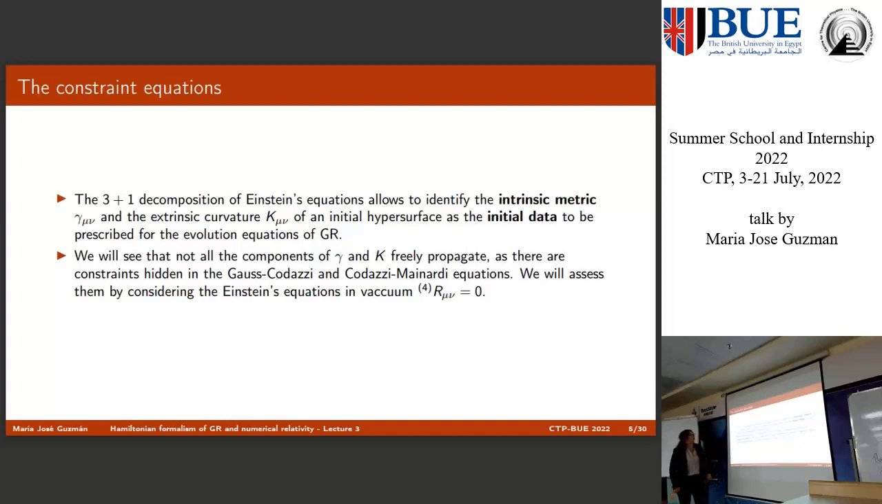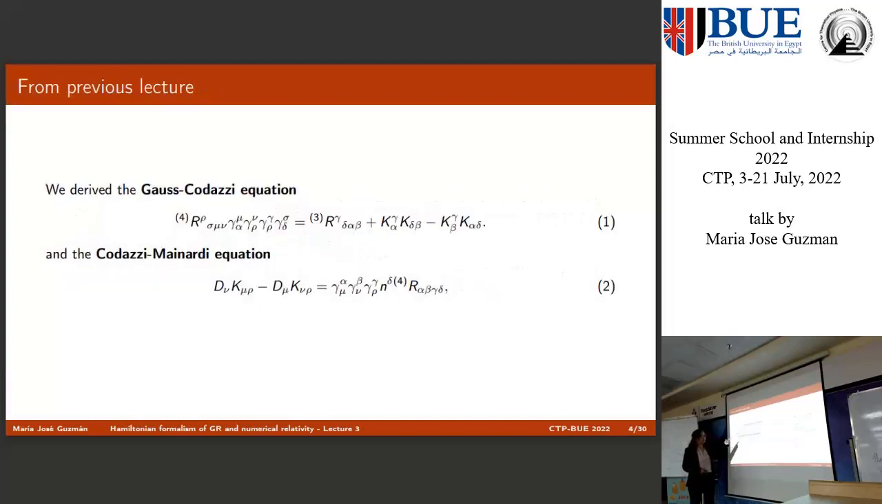So what we are going to do is to describe the time evolution of an initial hypersurface, and this initial hypersurface will be determined by the evolution equations of general relativity. However, in general relativity things are complicated because not all the components are evolved freely. They do not freely propagate because we have constraints in these equations that I previously showed you.